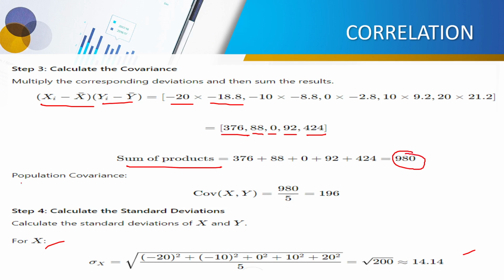And when we are dividing, the population covariance is what? Divided by total number of elements. Total number of elements, that is n, is equal to 5. So 196 is my covariance. Up to this part we covered in the last problem itself.